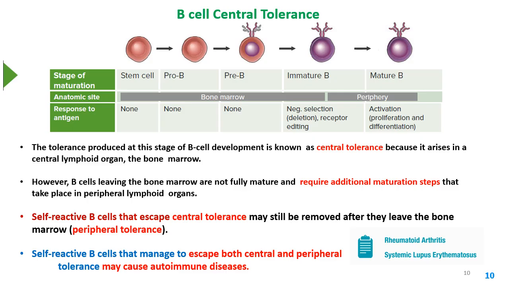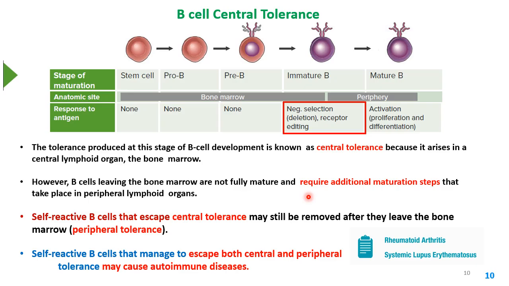So the idea of central tolerance is that it happens in the bone marrow. Then when you come out to the periphery, you further select your B cells for non-reactive self B cells. The idea is that in the bone marrow, the B cell is not exposed to all of the possible self-antigens. It's a lot less self-antigen than what gets presented to the T cell in the thymus.